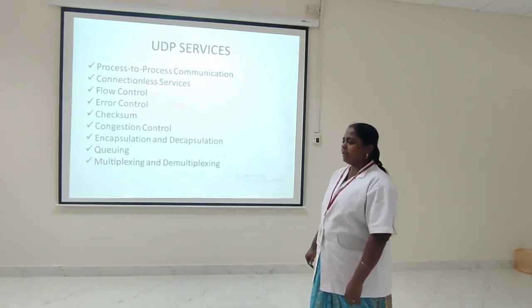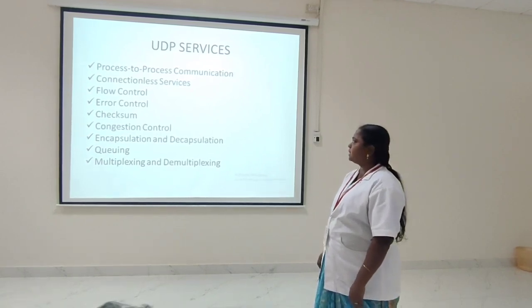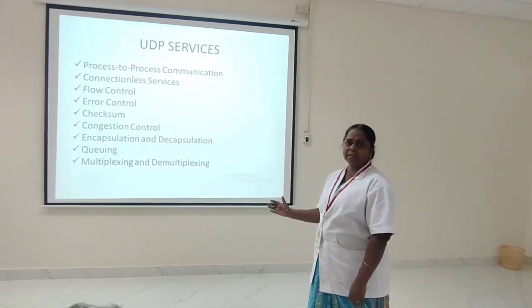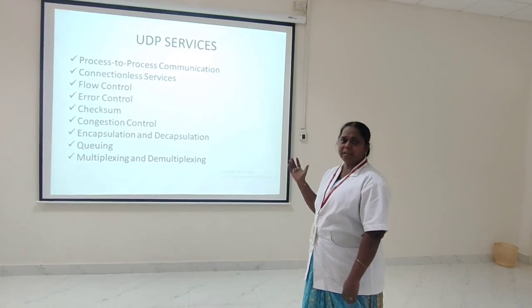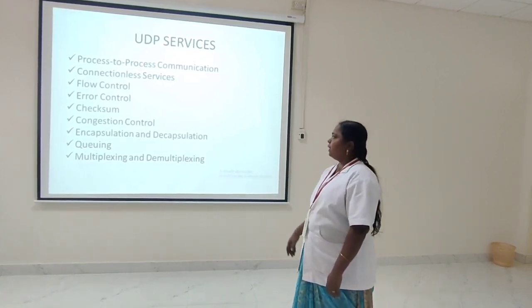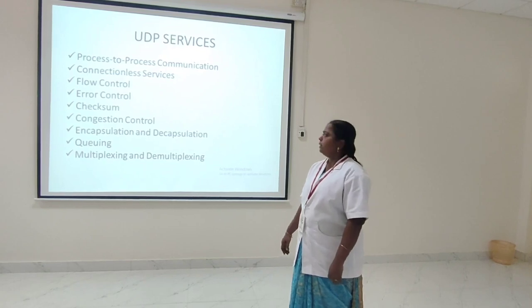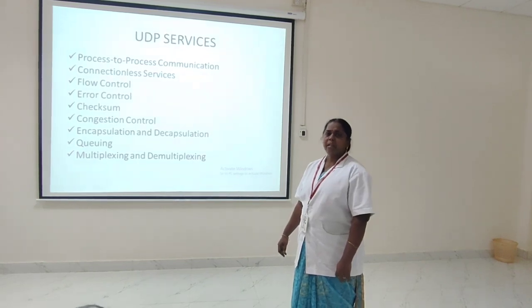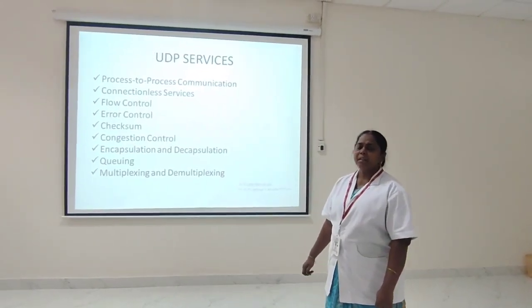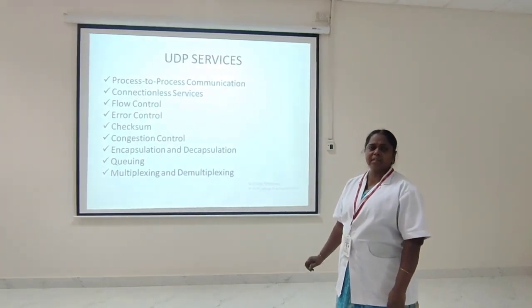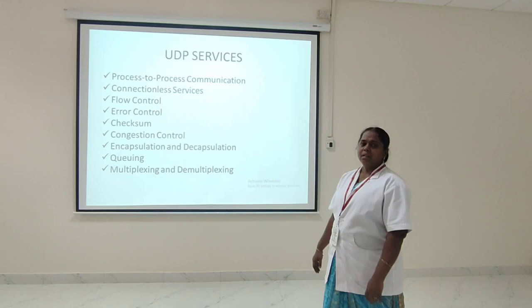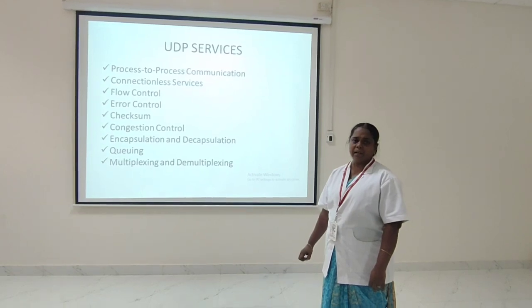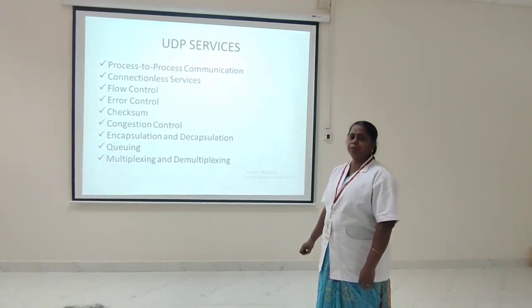Next, UDP services. It provides process to process communication, as is usual for transport layer services. Now I can explain what services are provided by UDP. First, process to process communication. Then connectionless service: this is the nature of UDP, where the sent data will be received on the receiver side, and it is not necessary for the receiver to be connected to the internet. Flow control: UDP does not support flow control because the UDP packets are not sent in order, so there is no ordered delivery.